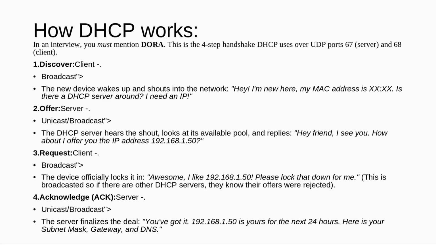So let's understand how DHCP works, dynamic host configuration protocol. When somebody asks how it works, we must mention DORA, which is discover, offer, request, and acknowledgement. This is a 4-step handshake. For this handshake, DHCP uses UDP ports 67 and 68, server and client.